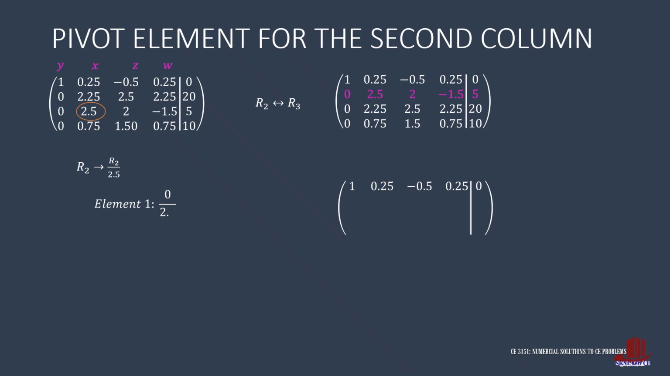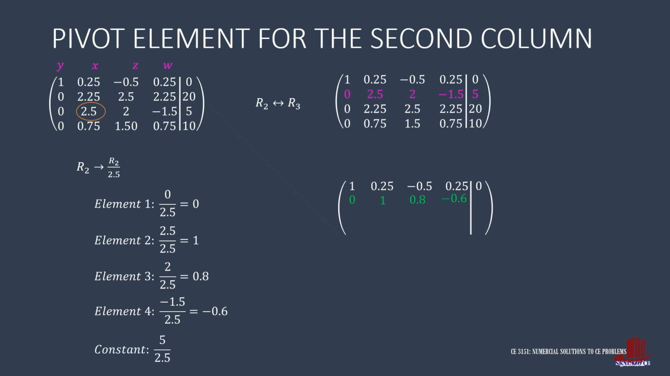The first element is 0 over 2.5, which is still 0. Next is 2.5 over 2.5, giving 1. The third is 2 upon 2.5, which is 0.8, followed by negative 1.5 over 2.5, resulting in negative 0.6. The last is 5 over 2.5, and that is 2.